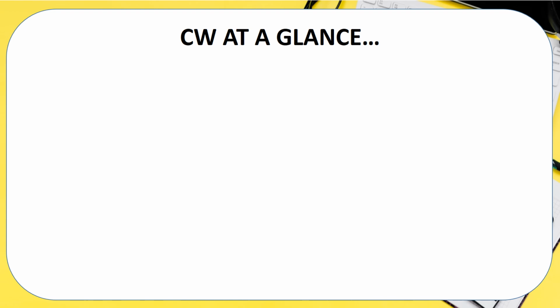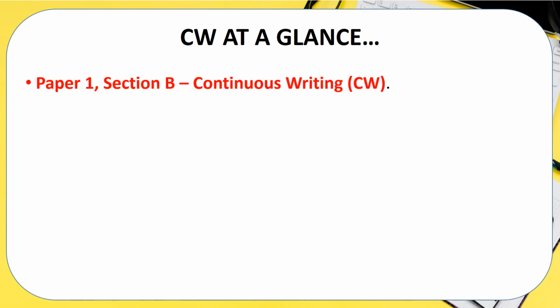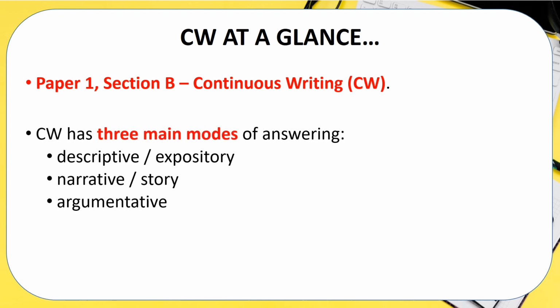For SPM, there are two papers, which are paper 1 and paper 2. For paper 1, we have two sections, which are section A for directed writing and section B, continuous writing. In continuous writing, there are 5 questions. However, there are only 3 main modes of answering, which are descriptive or expository.